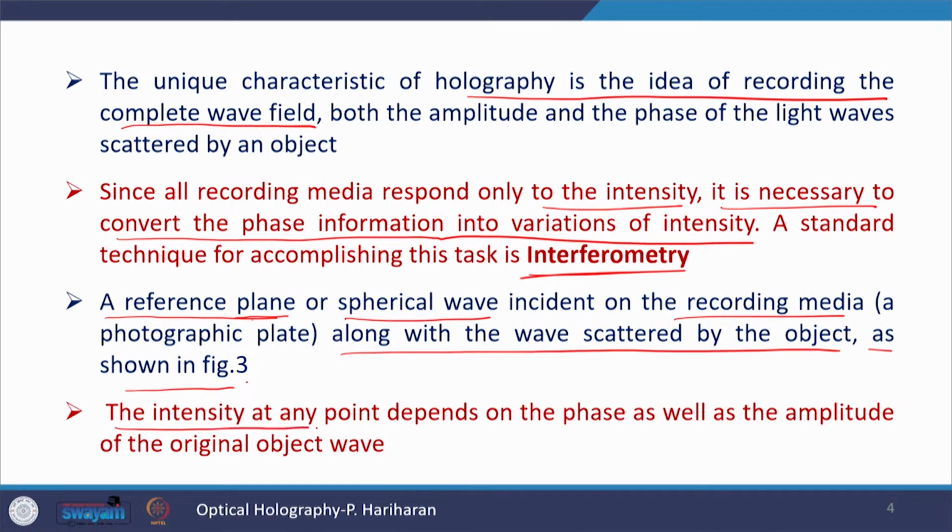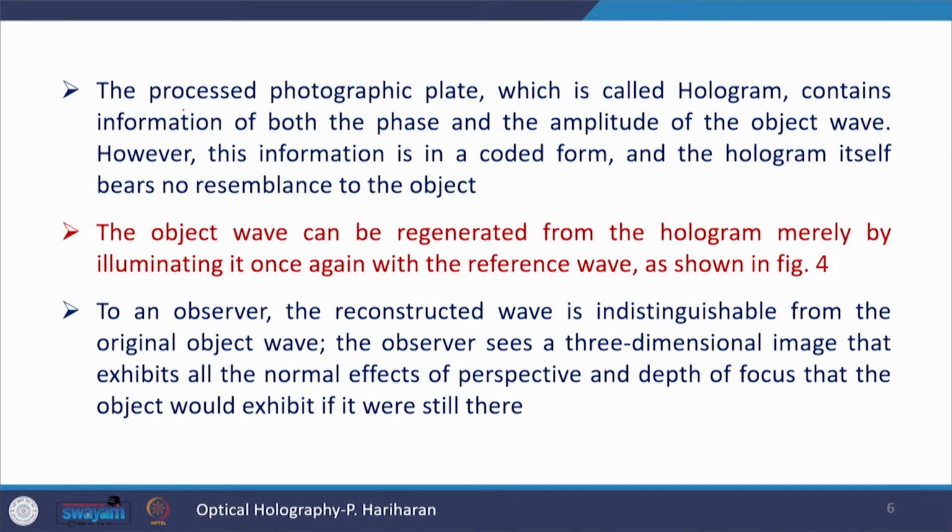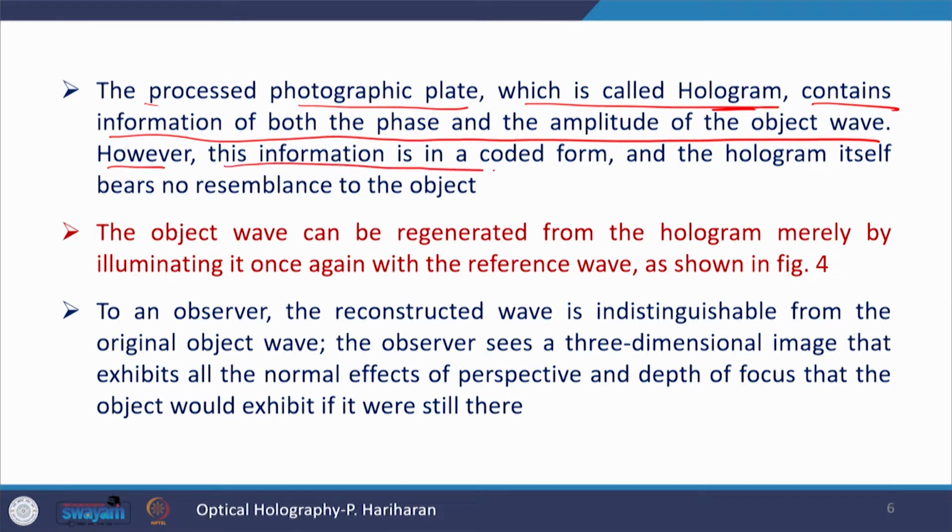The intensity at any point depends on the phase as well as the amplitude of the original object wave. Now, the processed photographic plate, which is called a hologram, contains information of both the phase and the amplitude of the object wave, because now it is an interference pattern which is getting recorded. Therefore, both intensity and phase are being captured by this holographic plate or hologram. However, this information is in coded form, and the hologram itself bears no resemblance to the object.